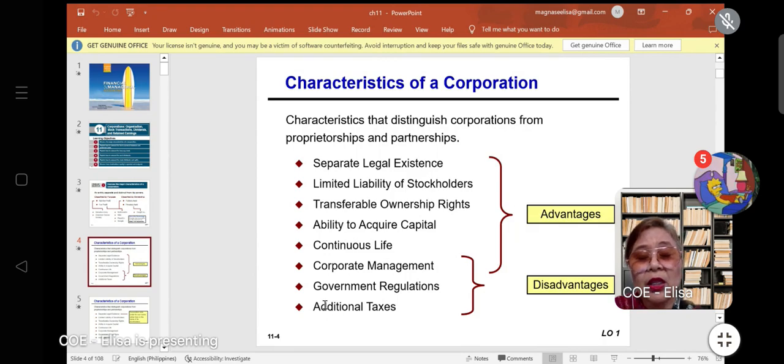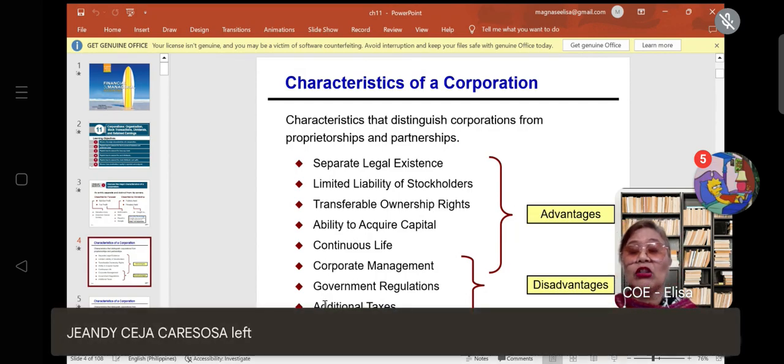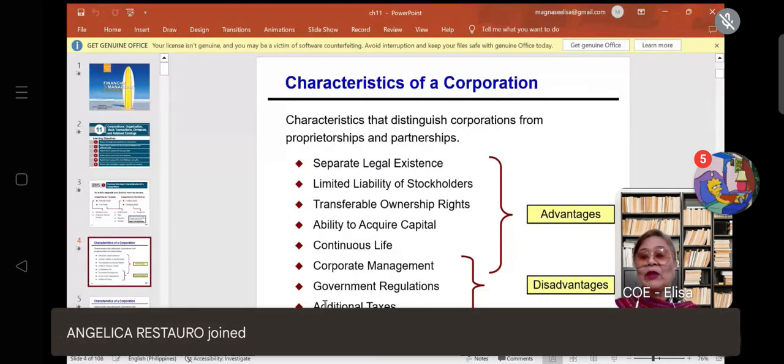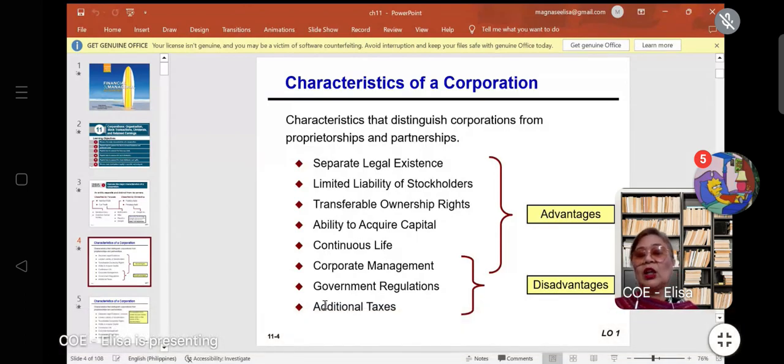by the country. And then of course additional taxes, because aside from paying the corporate tax, by the time you distribute dividends, the one receiving the dividends will also be taxed again as part of their income. So additional taxes siya. So twice matax. Although the corporation will only be taxed once sa income tax niya, but katong iyang gi-distribute nga income, that will be taxed again. The stockholders receiving the dividend will be taxed again. So that makes it a disadvantage.